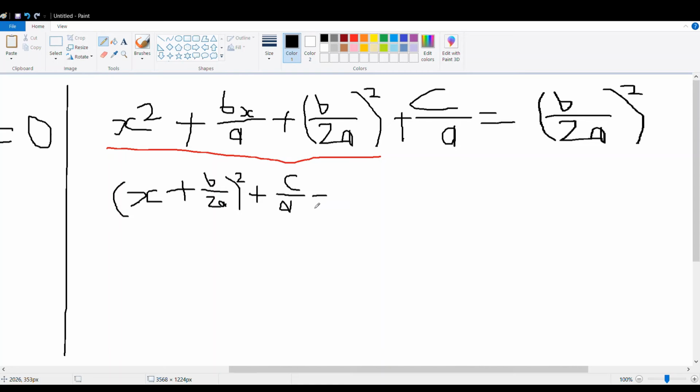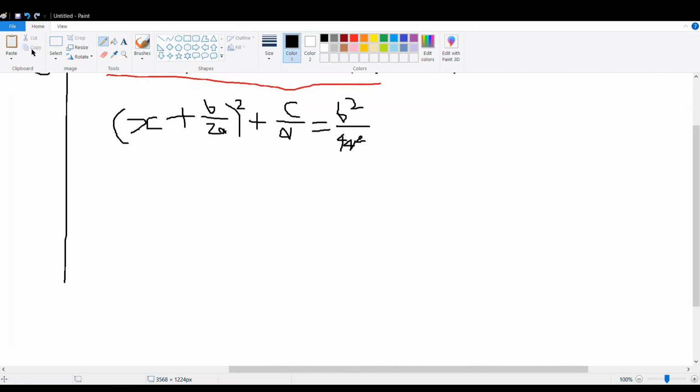Which is equal to, and we'll expand this out, B squared on 4A squared. God, that's horrible. It's awful. Alright, and because I'm lazy and handwriting with a mouse is hard, I'm going to copy this once more, make it a bit shorter. C on A, like that, and you've got your B squared on 4A squared.